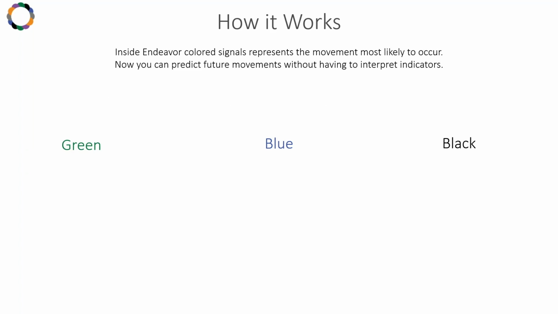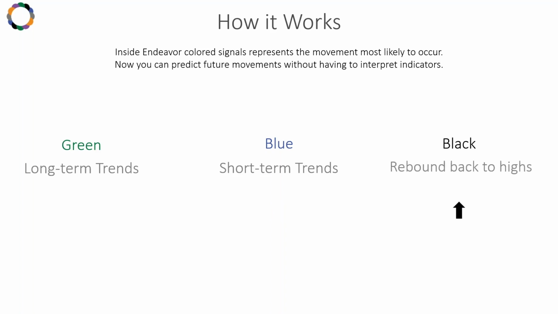We've identified basic movements that price will make while in the Endeavor category, and we label them with colored signals, making it remarkably easy for you to recognize them. Each signal will appear as an arrow located below price action. Green signals represent long-term trends. The blue signals represent short-term trends. And black signals represent price making a rebound back to highs.